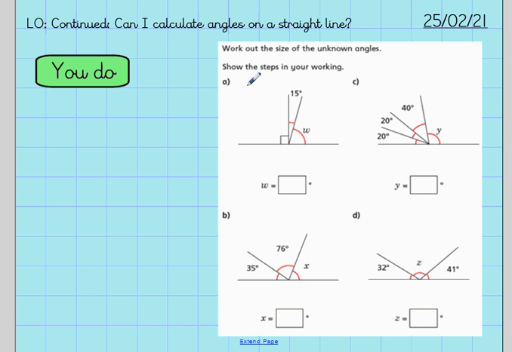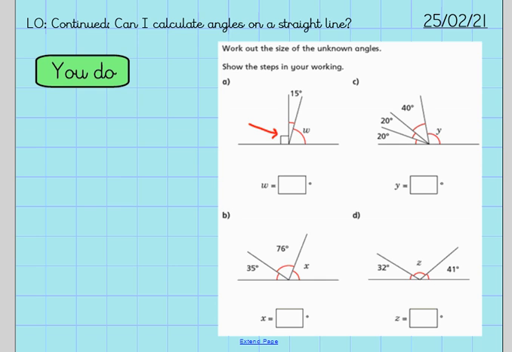There's some more of those to have a go at, okay? You're going to have to add them up and subtract it from 180 to find the difference there. Remember, these are really important, okay? Squared off, we know it's a right angle, we know it's 90 degrees, okay? Use what we know.